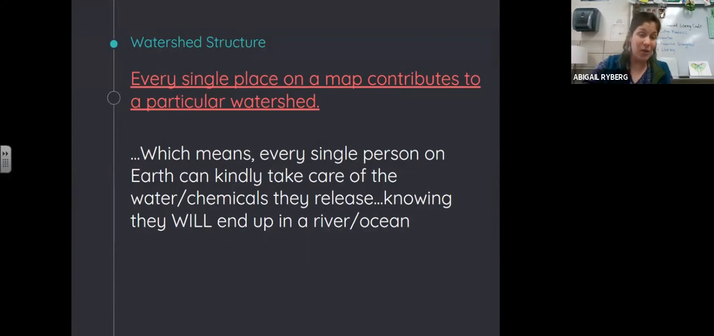So the structure of a watershed really is like every single place on a map contributes to one particular watershed, which means every single person on Earth can kindly take care of the water and the chemicals that they release, knowing that they would eventually end up in a river or ocean.